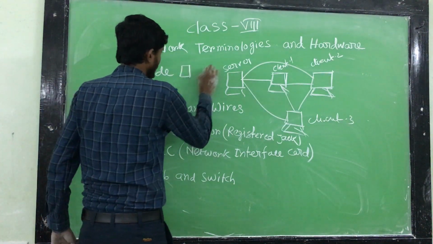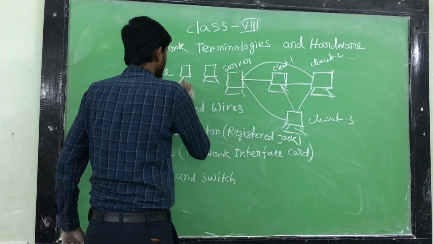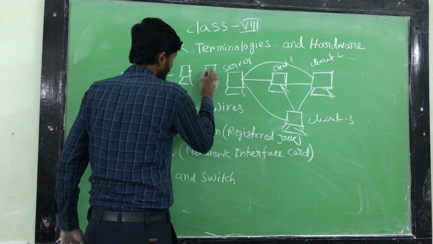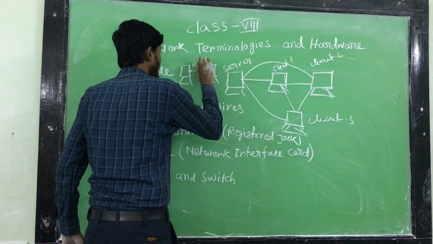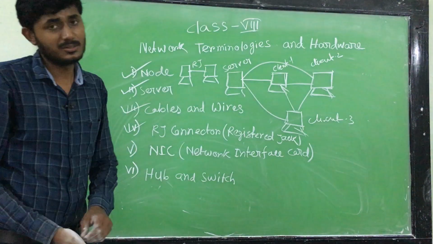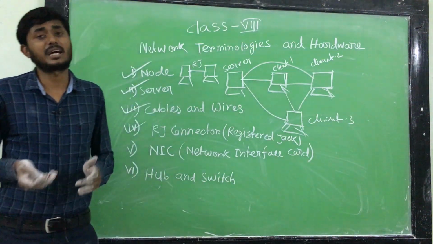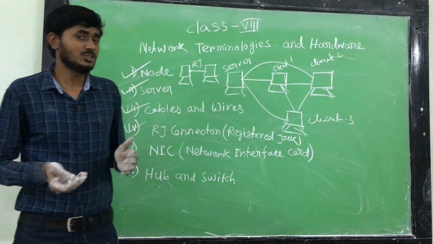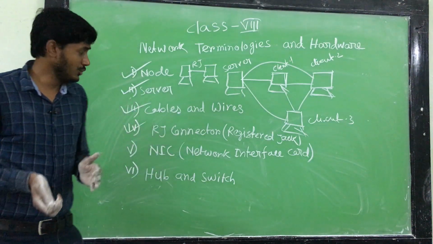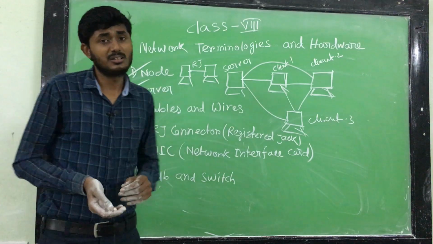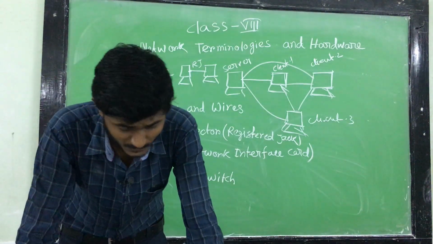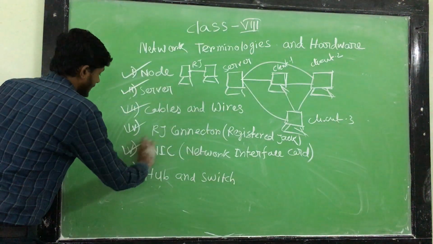Suppose here is one computer, here is another one. So you can connect from this point to this point using RJ connector. So what is RJ connector? RJ connector is a type of connector by which you can connect two devices or two computers. The full form of RJ is registered jack. Clear? So this one is RJ connector.